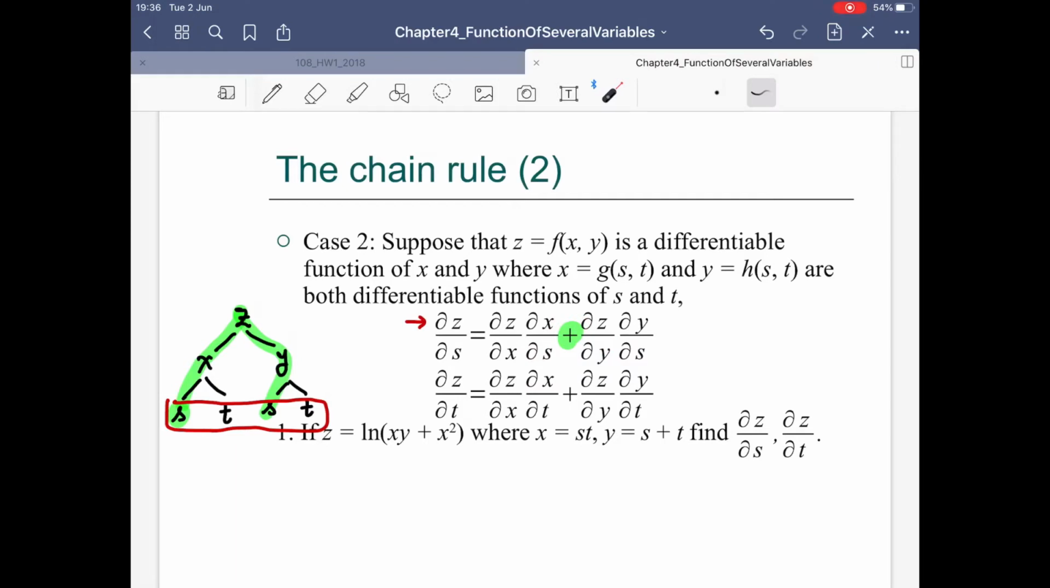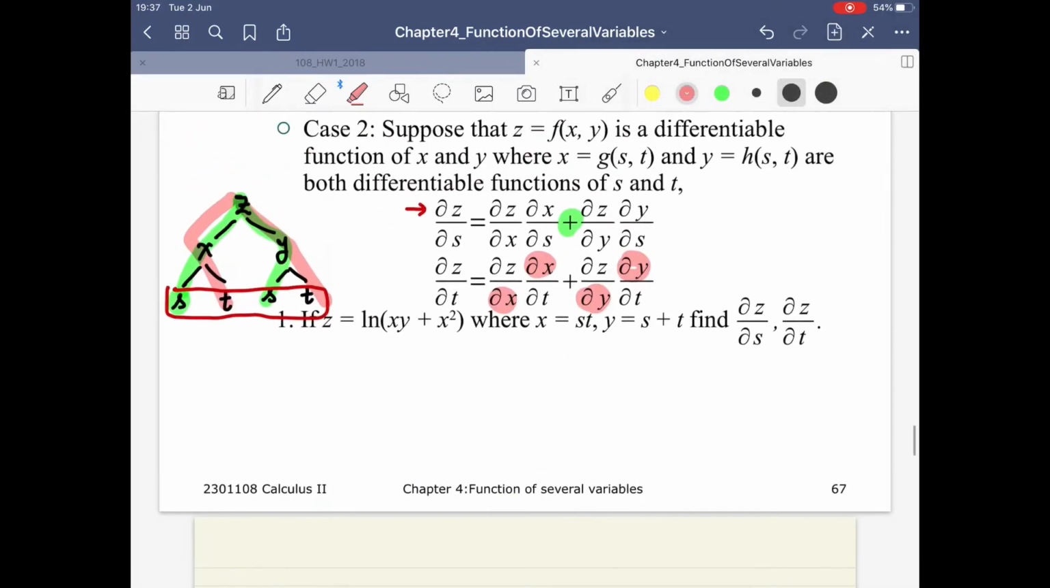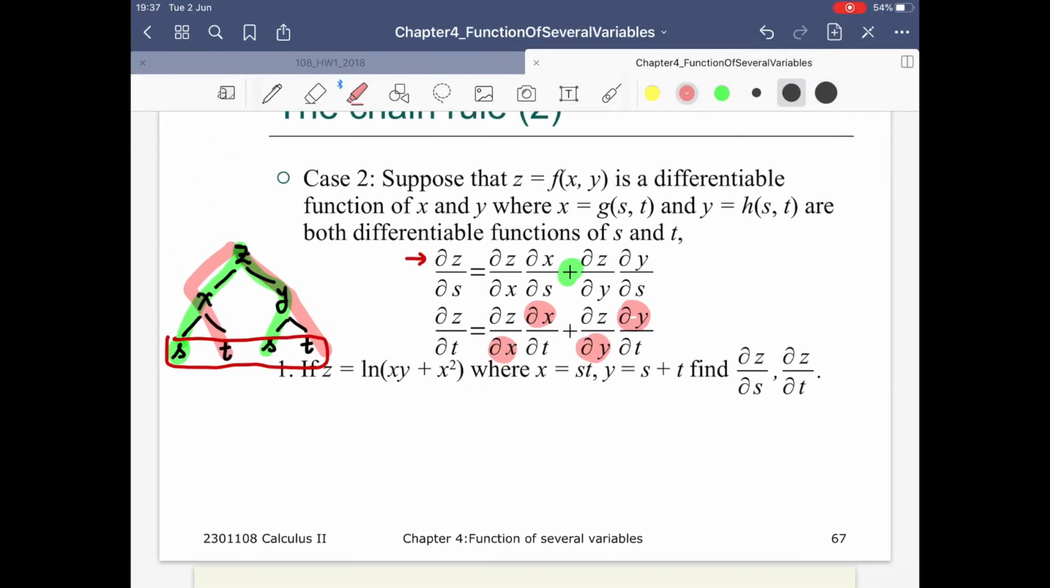Okay, so if you want to reach the t, that will be the same thing. You can go through x, or you can go through y. Okay, so if you go through x, you are going to have dz by dx and dx by dt. You go through y, you got dz by dy, and then dy by dt, just like that.